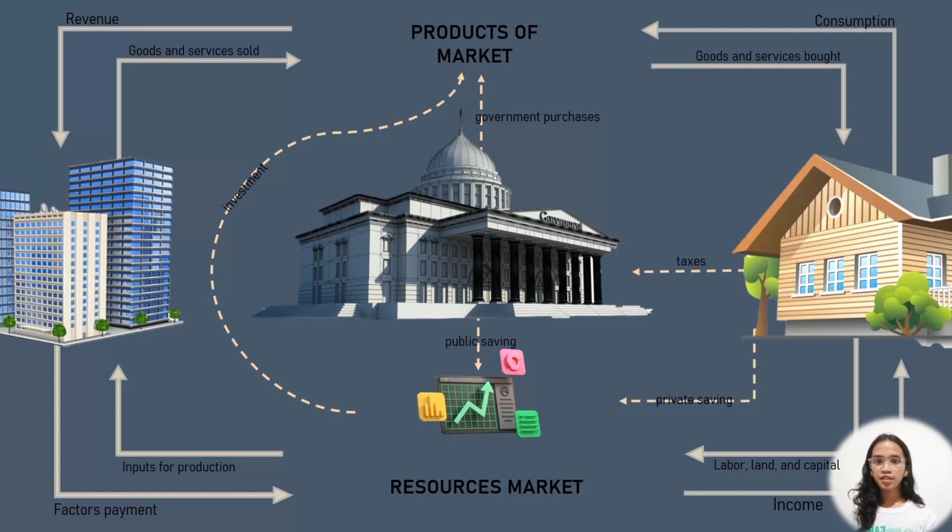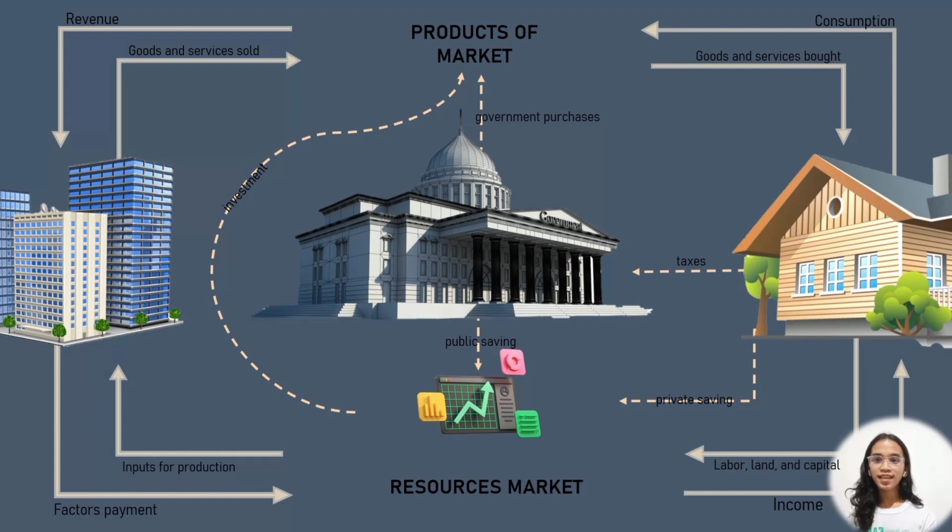First, households receive income and use it to pay taxes to the government, to consume goods and services, and to save through the financial markets. Second, firms receive revenue from the sale of goods and services and use it to pay for the factors of production. Third, both households and firms borrow in financial markets to buy investment goods such as houses and factories.